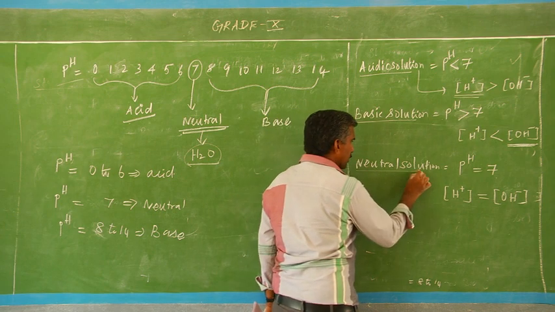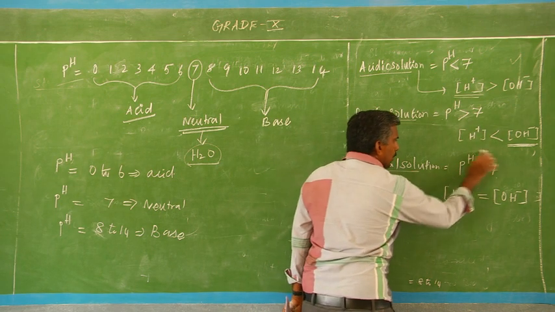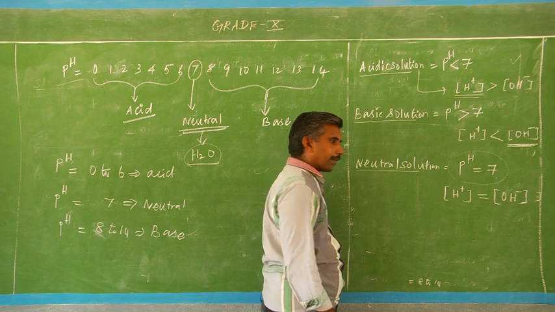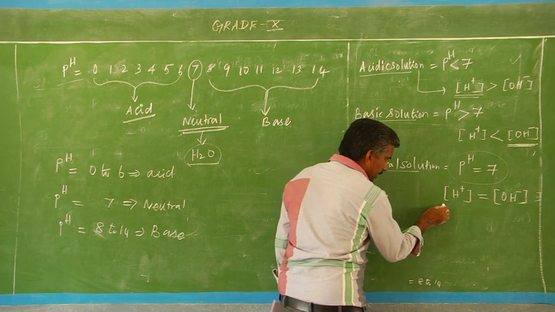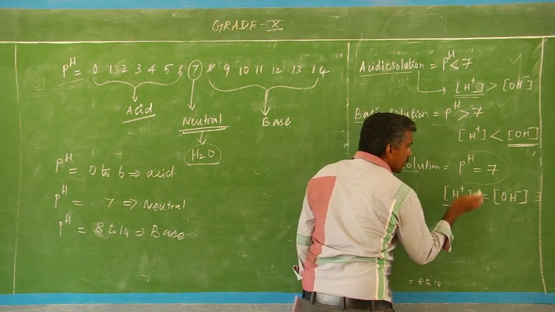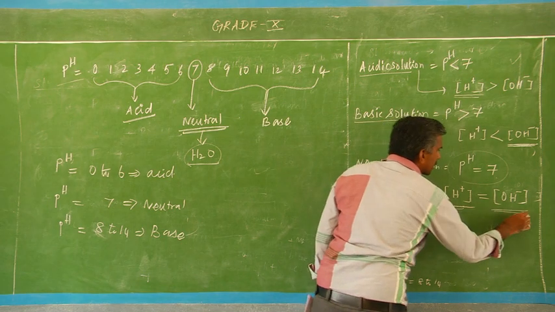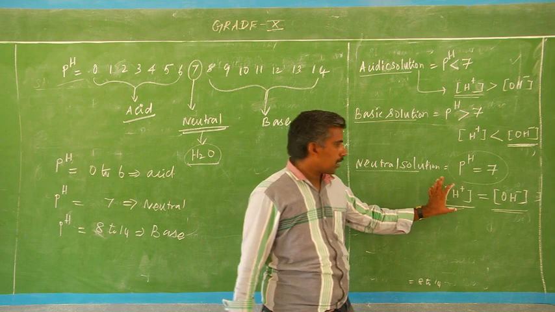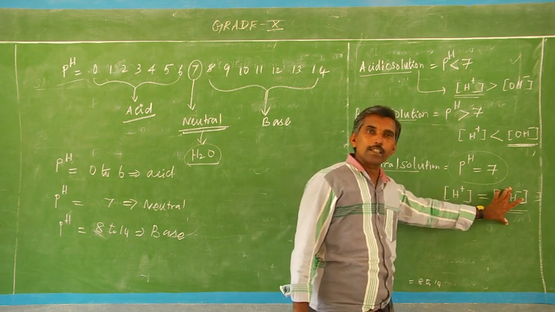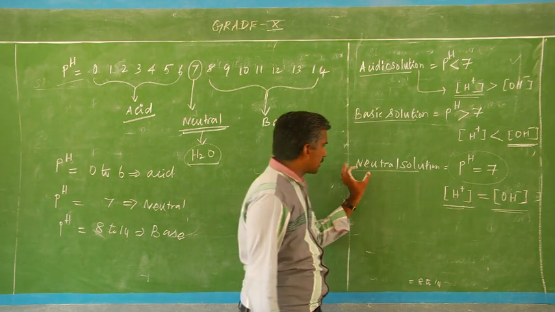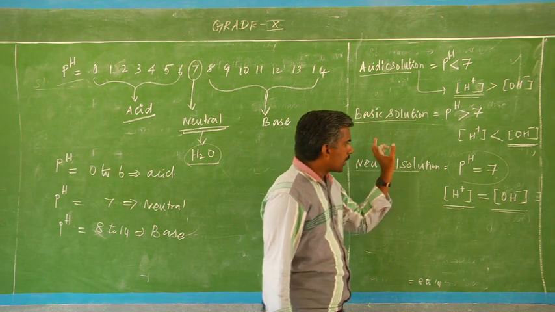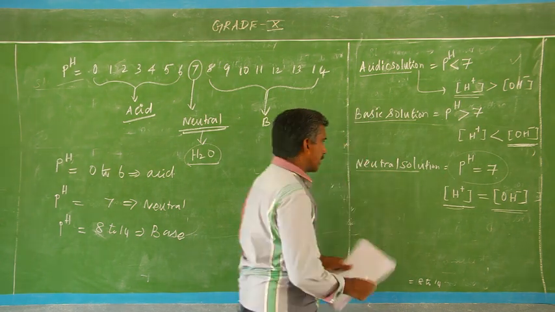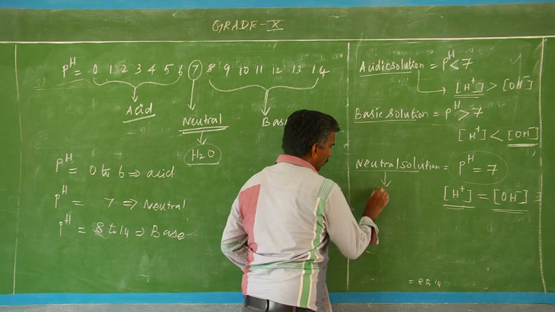But for neutral solution, pH value is 7. Here the concentration of H plus ion is equal to the concentration of OH minus ion. That solution is known as neutral solution, and in it the pH value is 7. The example is the water molecule.